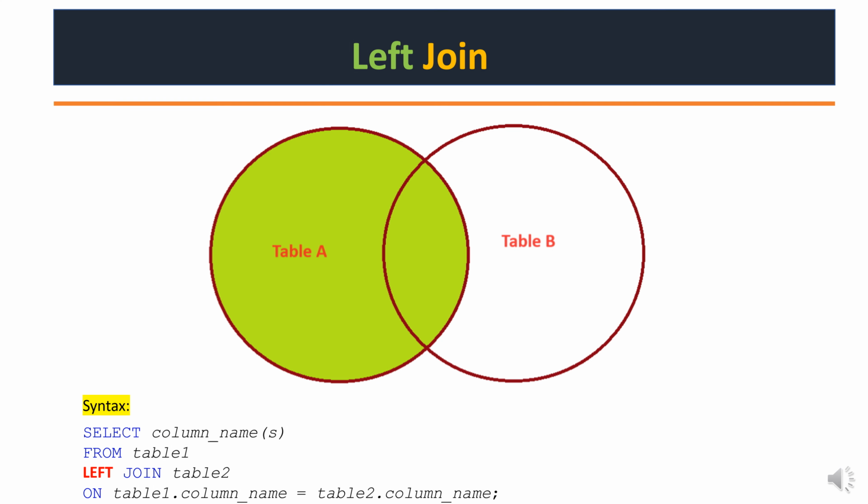Moving on to left join, it allows us to get all the rows from the left table and any matching rows from the right table. It's a way to keep the left table and supplement it with information from the right. And what is the syntax here for left join? Select columns from table 1 left join table 2 on table 1 dot column name equal to table 2 dot column name.